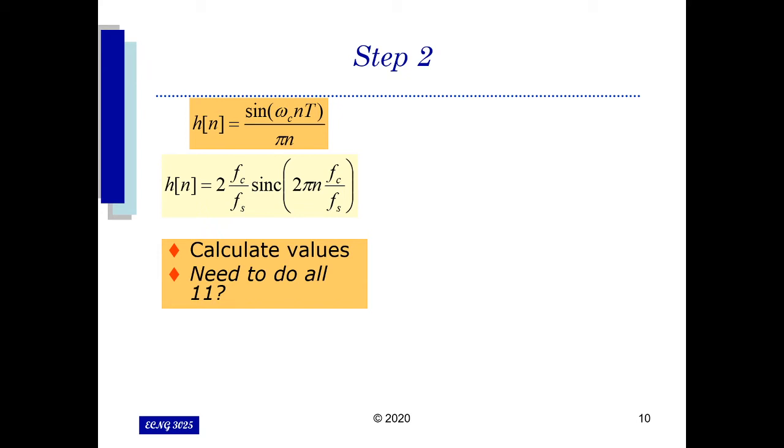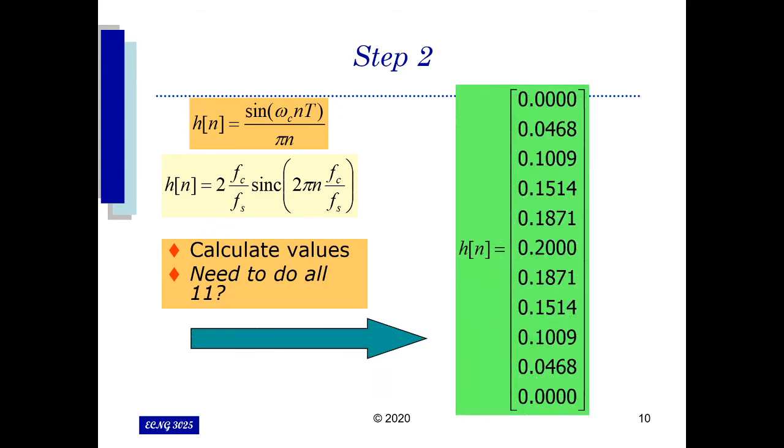We don't need to do all 11 values because this is a symmetrical sequence, so we only need to calculate from -5 to 0 and then it just reflects accordingly, as we can see here. Because -1 and +1 will have the same value, -2 and +2 will have the same value, and so forth as we keep on going. So that will give us our h of n sequence. That is the first thing we require in order to get the filter equation for the Hamming window.